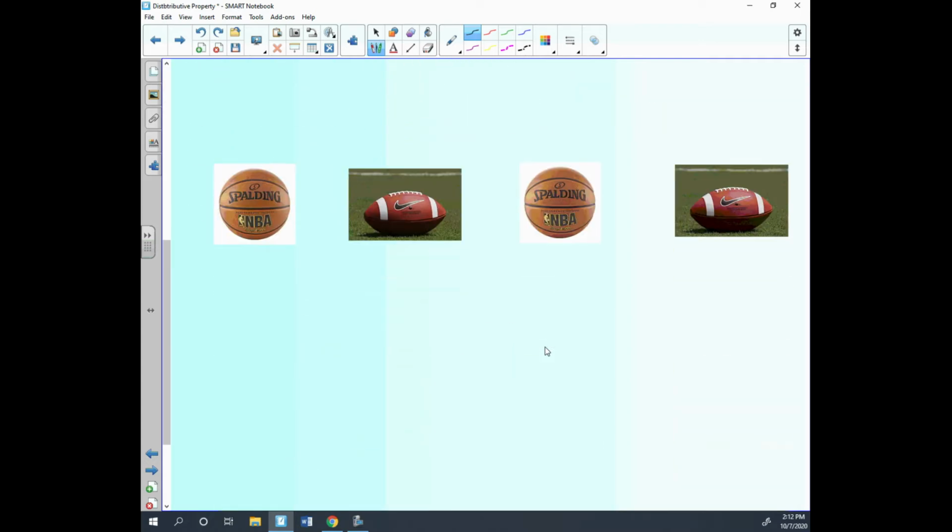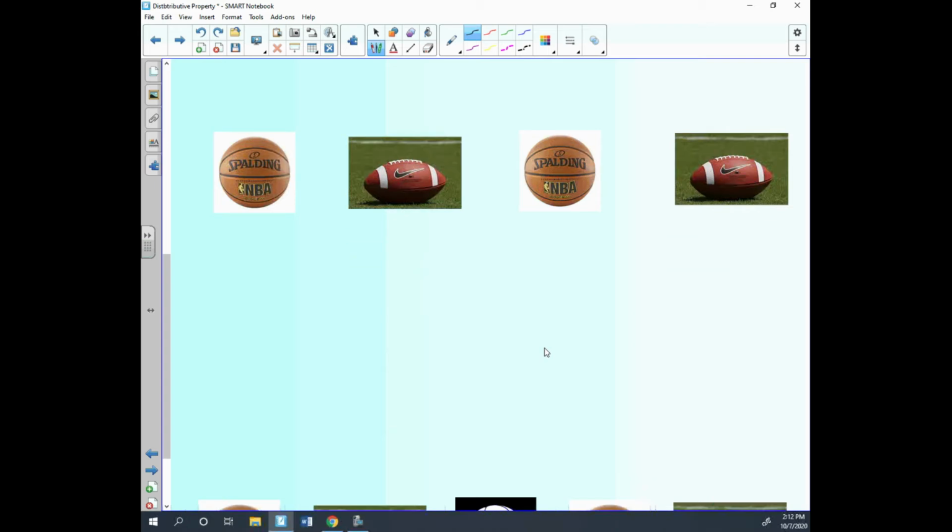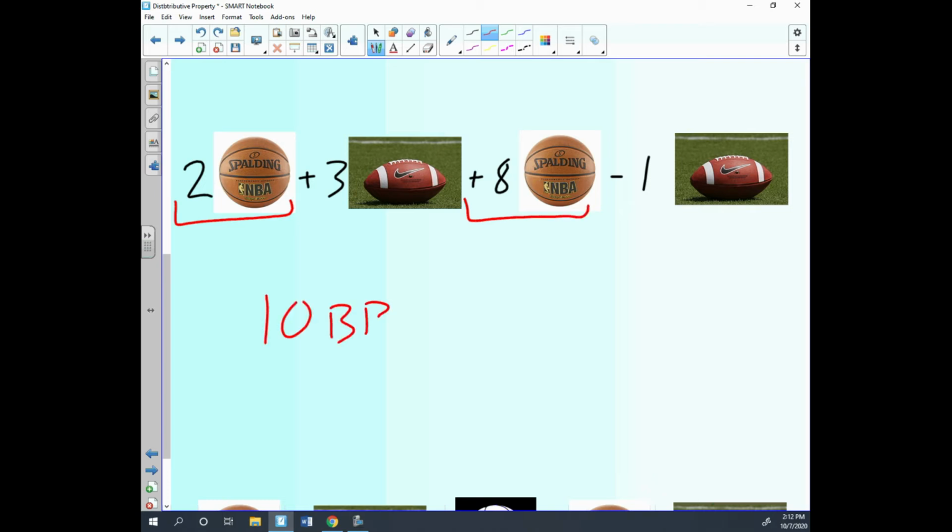If I scroll this down and now I say, all right, pretend I still had that same 2 basketballs plus 3 footballs, but let's say I added another 8 basketballs and I minused 1 football. Well, now these ones are alike. This 2 basketballs and the 8 basketballs can smush together, and I would say I have 10, I'll just say BB, 10 basketballs, right?